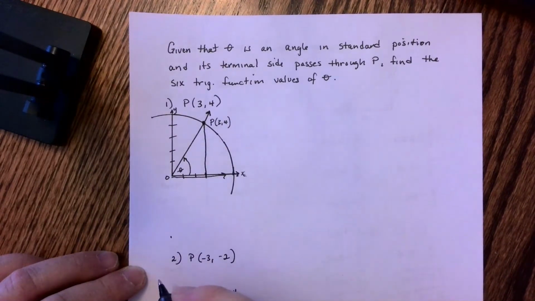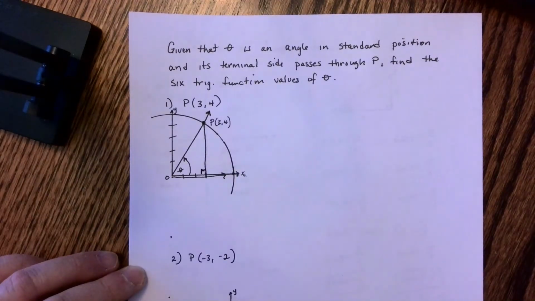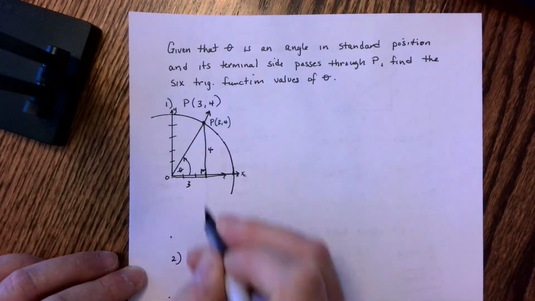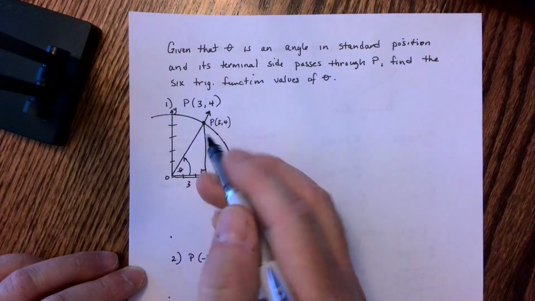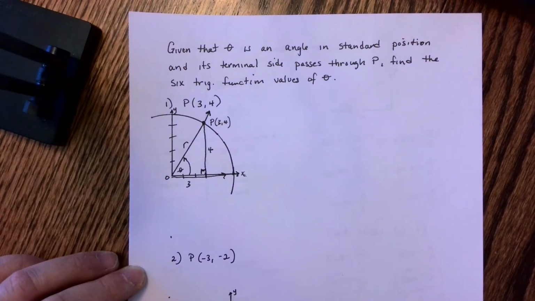So as you can see, there's my right triangle, there's my 90-degree angle, because when x and y intersect, it forms a 90-degree angle. Here's my y component, which is 4, my x component, which is 3, and there's a distance here from the center of the circle to the circle itself, and that's called my radius, which is r. Now the question is, how do I calculate r?